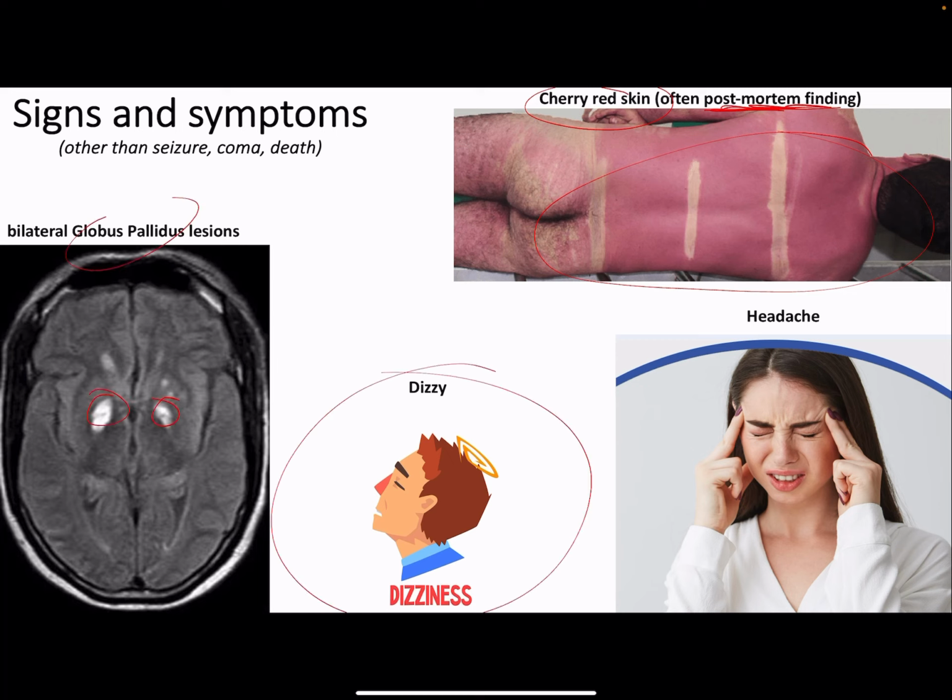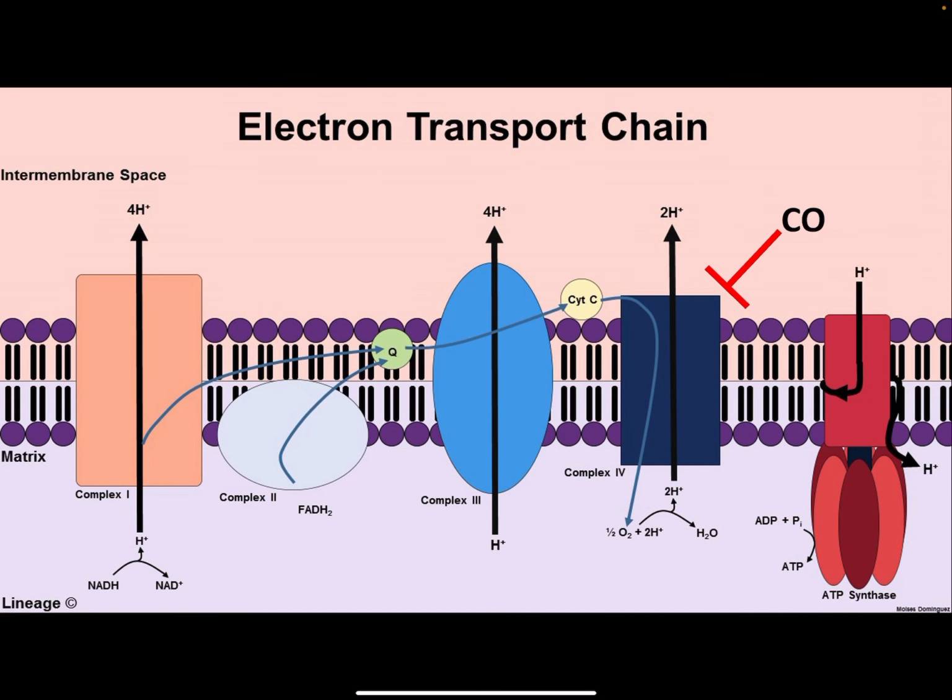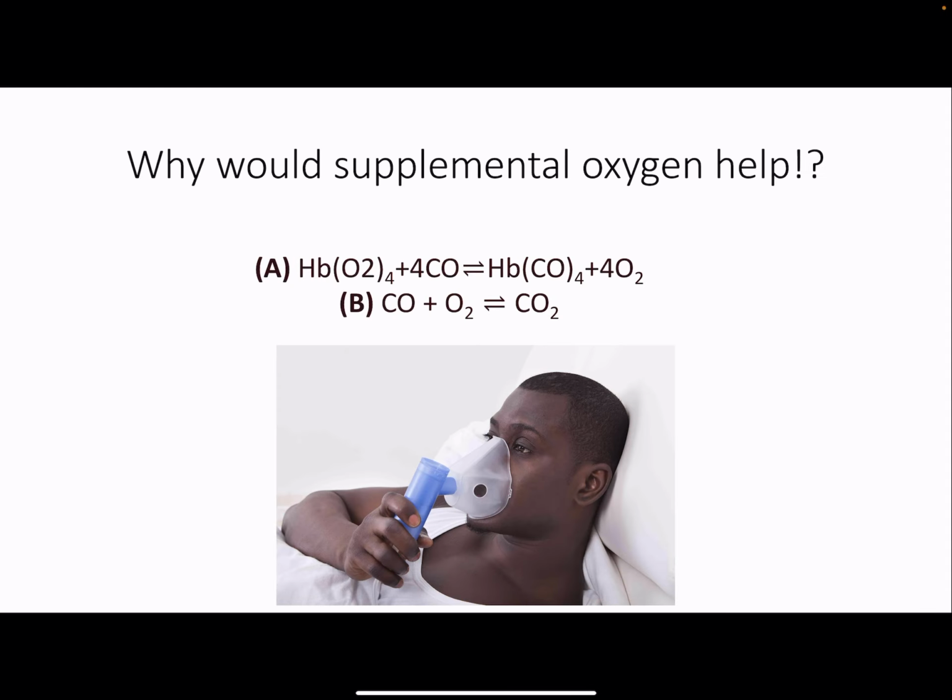People are going to be dizzy. They're going to get headaches. And, of course, they might just pass out or have a seizure or die. Carbon monoxide also inhibits complex 4 of the electron transport chain. So the treatment is supplemental oxygen.